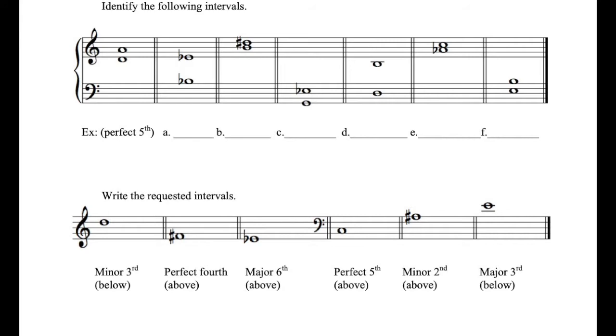In the second part of the interval section, you are asked to write the note for the given interval. For example, if a G sharp is written on the staff and it asks for a major second below, you would write in the F sharp immediately below that G sharp.